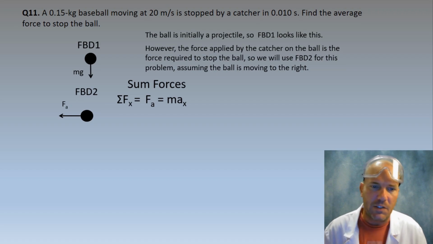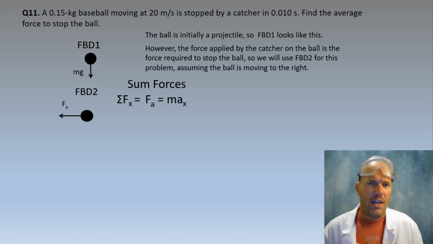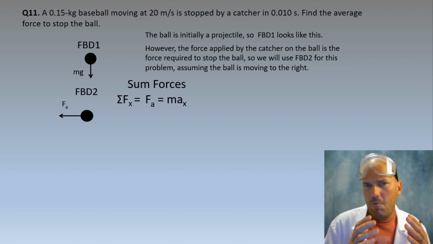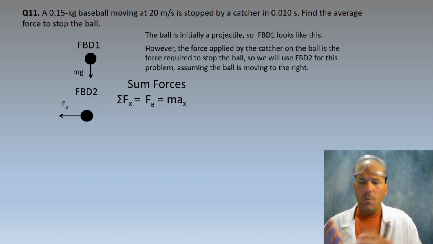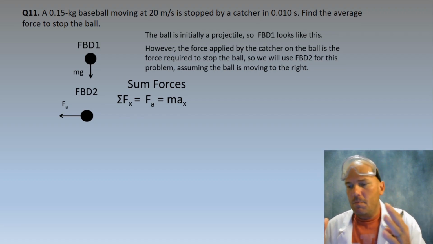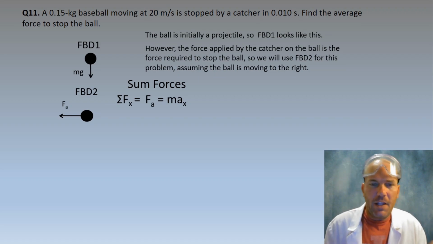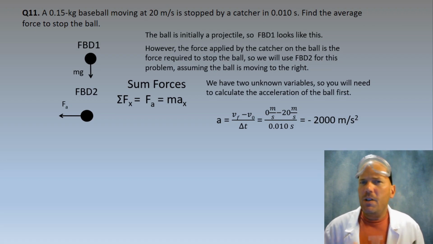Let us sum the forces. The sum of the forces in the x is equal to the force applied, which equals mass times the acceleration in the x. We only have one force acting, and that force is the force of the catcher's mitt acting on the ball. If the ball is moving to the right, the force is acting to the left.